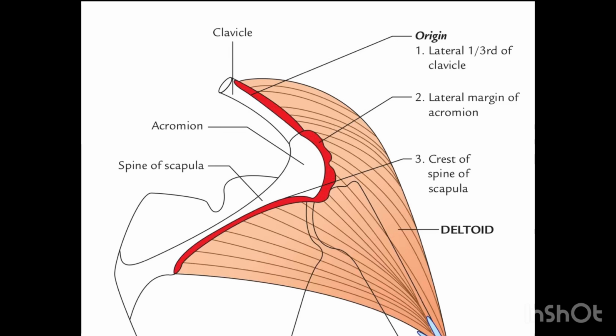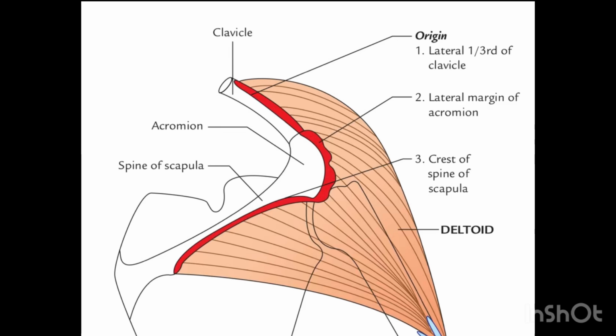So the deltoid originates from three places. The lateral one third of the clavicle, the acromion process, and lastly, the scapula. Are you getting me? So it has three origins. When you say deltoid, it's just like a triangle, like a delta sign.